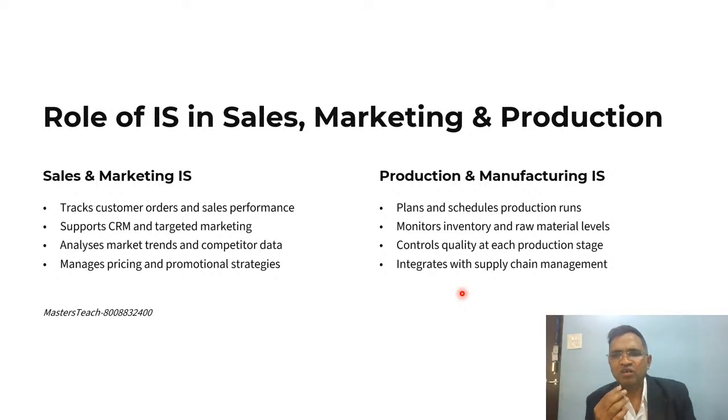Then production: how it is going to be improved, where you can plan the production, monitor how the production is going on, and also control it. You can also integrate it with logistics. That is the role in sales, marketing, and production.